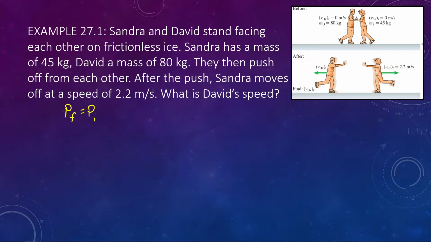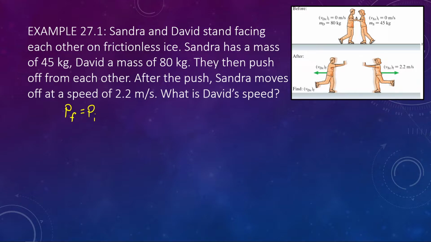Just as a quick side note, if this truly was frictionless ice, no friction at all, their feet would have no traction on the ground, which means if they weren't able to push off each other, they would literally not be able to move, just because there's literally no friction. So they wouldn't have any grip between their shoes or skates even and the ice. But anyways.